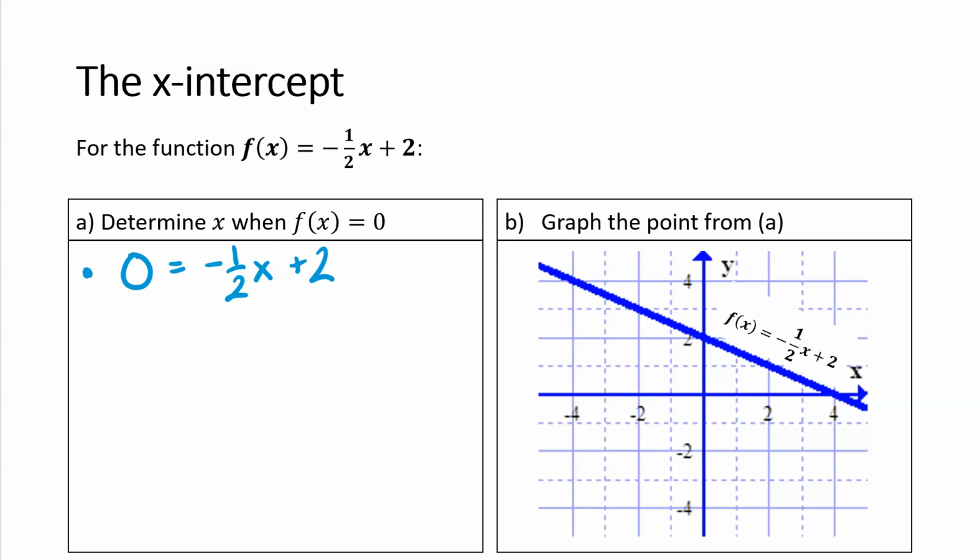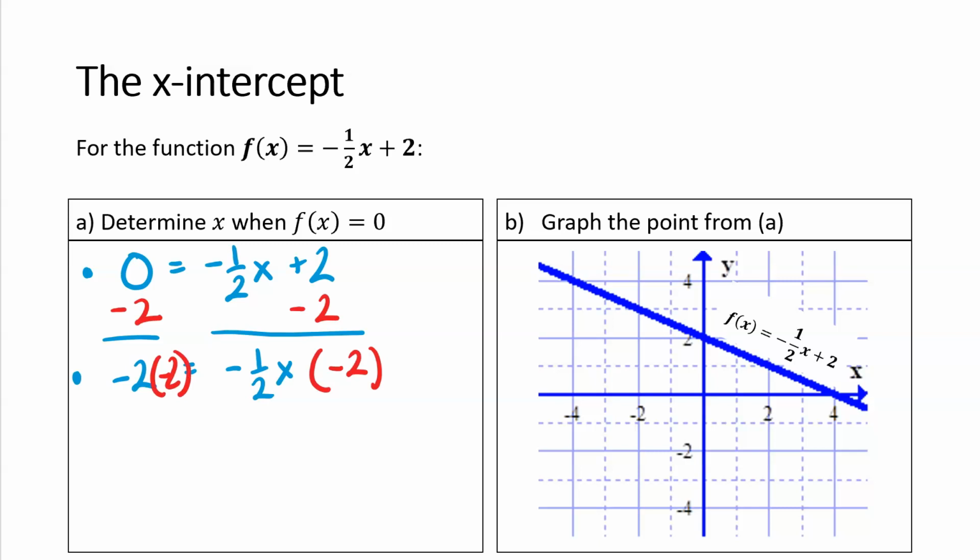We want to get x by itself, so we'll subtract 2 from both sides of the equation. So on the left side, we're going to have 0 minus 2, which is a negative 2. On the right side, the plus 2 and minus 2 cancel each other out, and we'll have a negative 1/2 x. Okay, so at that point, to get x by itself, we'll have to multiply by negative 2, or negative 2 over 1, it's the same thing. And we'll do that on both sides and see what our result is.